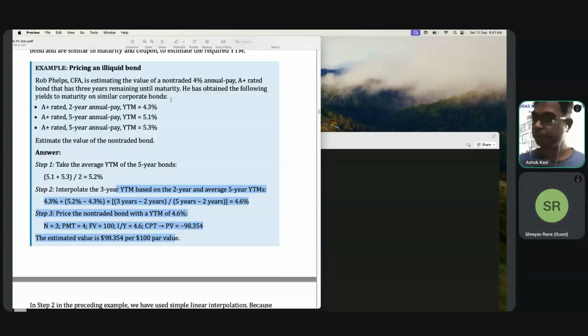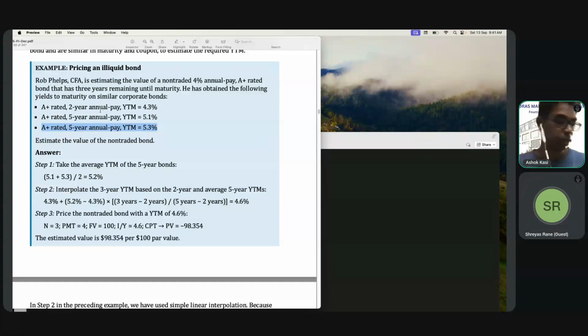So Rob Phelps CFA is estimating the value of a non-traded 4% annual pay A plus rated bond that has 3 years remaining until maturity. So that means it is a 3-year bond. He has obtained the following yield to maturity on similar corporate bonds.